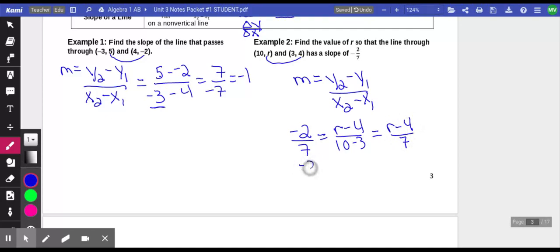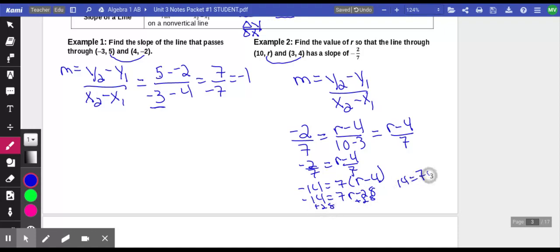So then I have -2/7 equals r minus 4 over 7. It's a proportion, so I cross multiply. I get -14 equals 7 parentheses r minus 4. I solve. -14 equals 7r minus 28. Add 28. And that gives me 14 equals 7r. Divide by 7, so r equals 2.